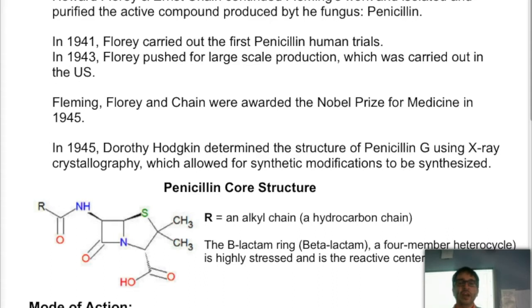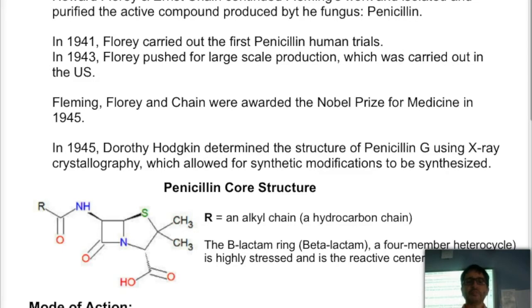In 1945, Dorothy Hodgkin was able to determine the structure of penicillin G. Penicillin G is one of the original penicillins that was discovered, and based on that, we were then able to go ahead and modify penicillin to make more versions that would remain active.